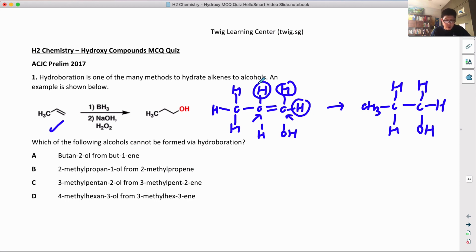Which of the following alcohols cannot be formed by this hydroboration process? So maybe I'm just going to do two options, A and B, and then for you to take a look. So you start from but-1-ene. So but-1-ene looks like this.